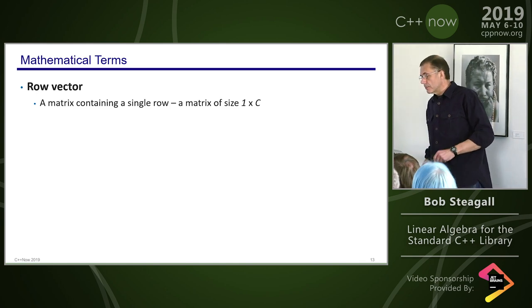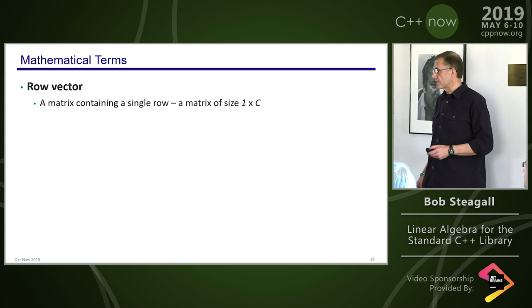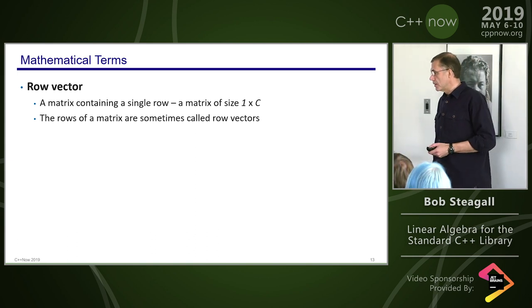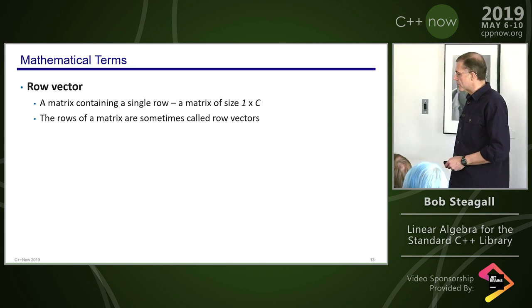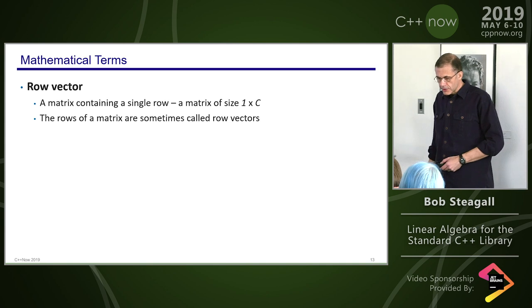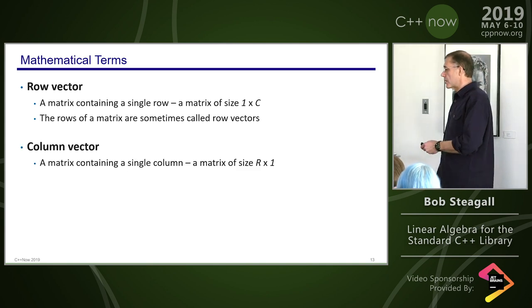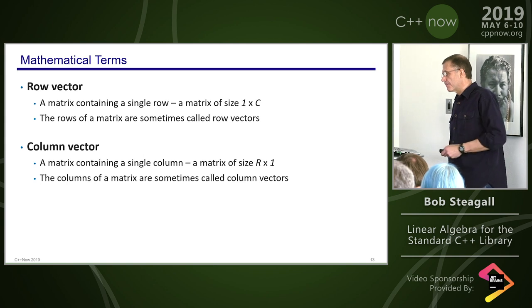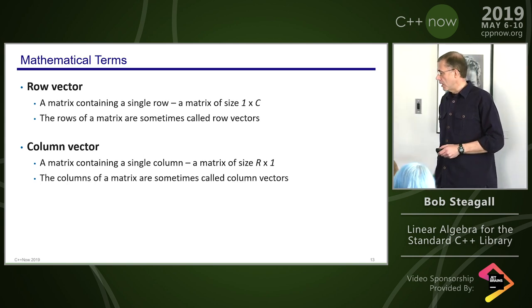A row vector is a commonly used shorthand for a matrix that contains a single row. It has size 1 by C. The rows of a matrix are sometimes called row vectors. In this version of the interface, we do not distinguish between row vectors and column vectors, which themselves are matrices that represent a single column of another matrix.